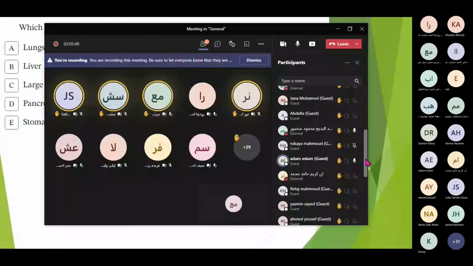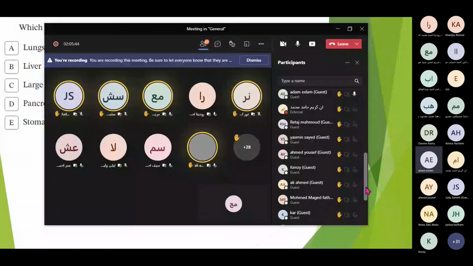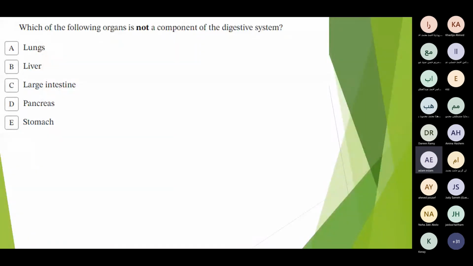Okay, go on. Which of the following organs is not a component of the digestive system? Lungs. Lungs, yes, because the lungs are a component of which system? Respiratory system. Excellent. But the liver, large intestine, pancreas, and stomach are parts of the digestive system.